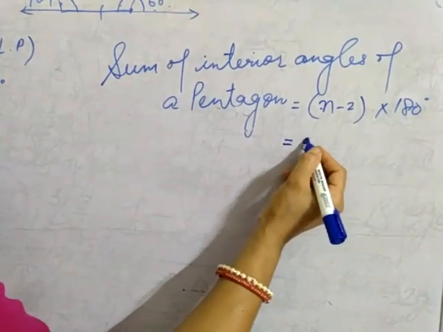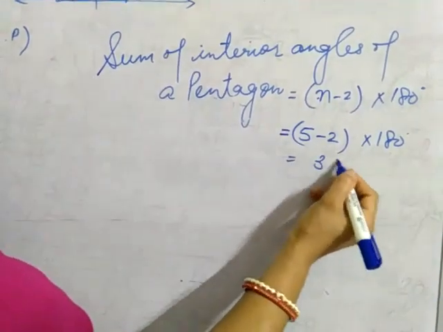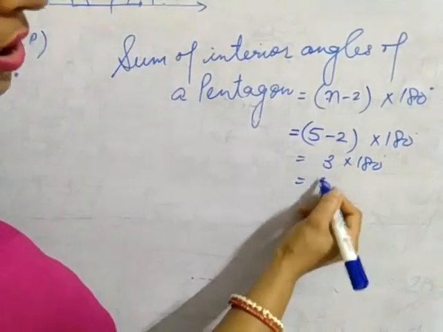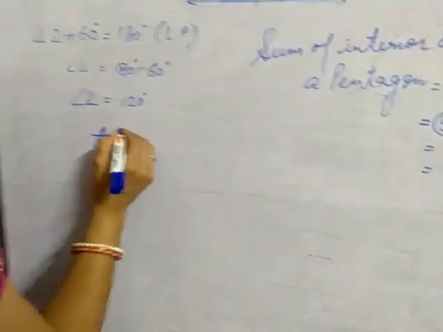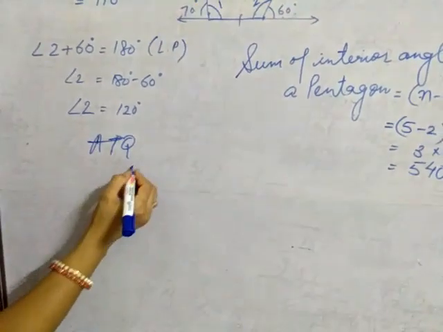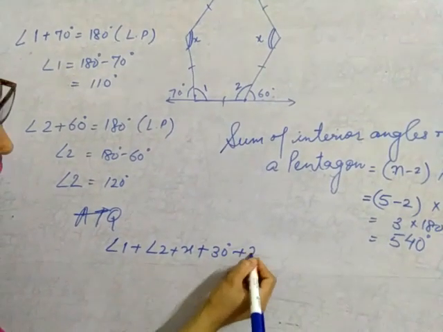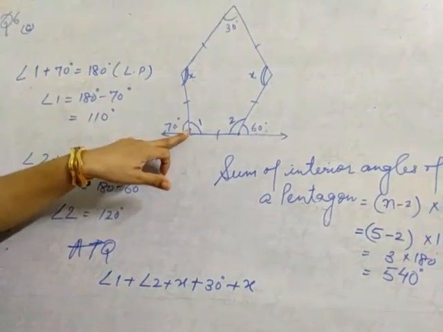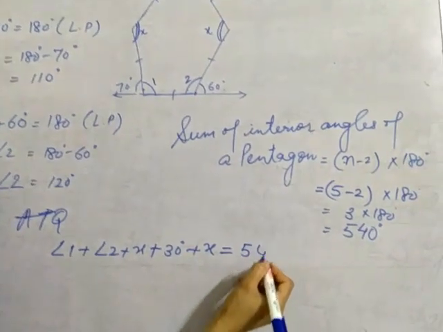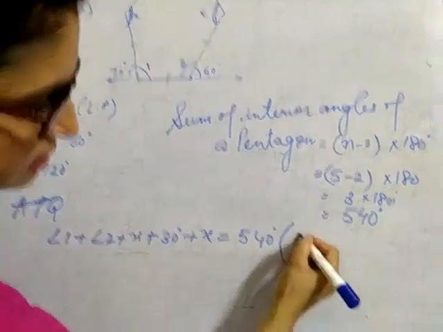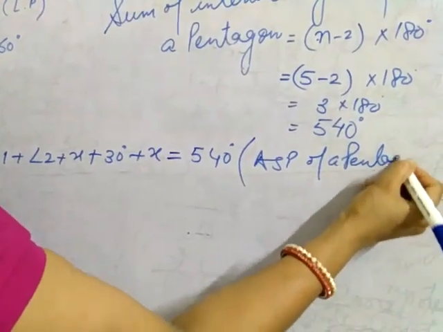So in this case the number of sides is 5. So 5 minus 2 into 180, that gives you 3 into 180 degree. So the sum of interior angles comes out to be 540 degree. So according to the question, angle 1 plus angle 2 plus x plus 30 degree plus x, and after x it will come angle 1. So we started with angle 1 only and we have reached it. So their sum is equal to 540 degree. The reason is this is the angle sum property of a pentagon.